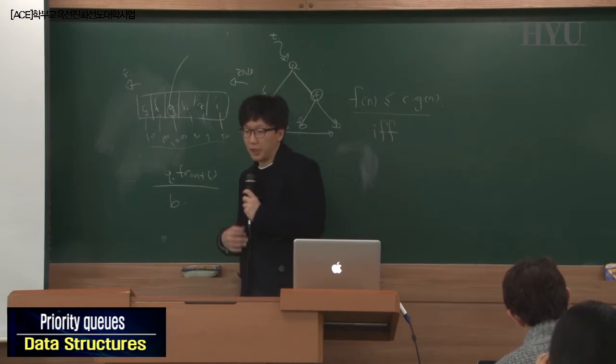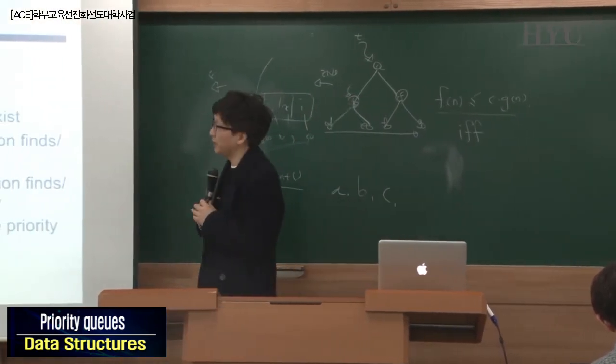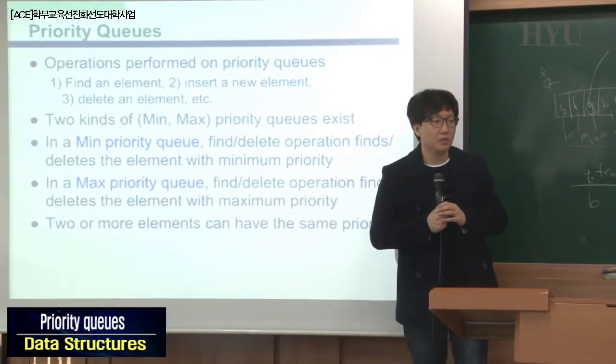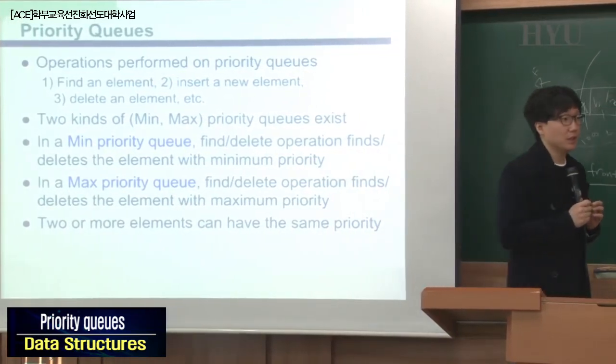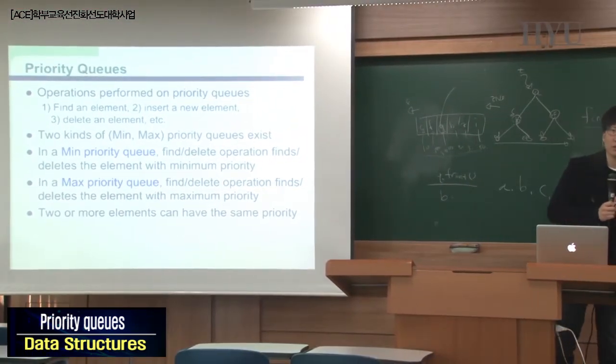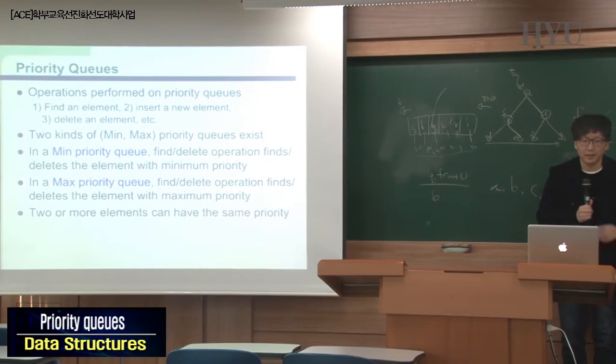Operations performed on the priority queues: find an element, insert a new element, delete an element. Well, it's not so much different from a normal queue, right? Just one more thing to consider this time, the priority value, a special value this time.